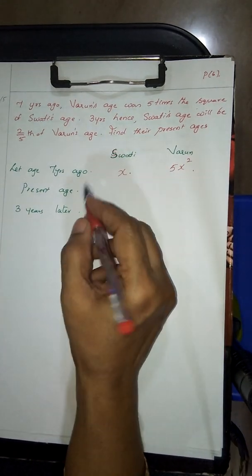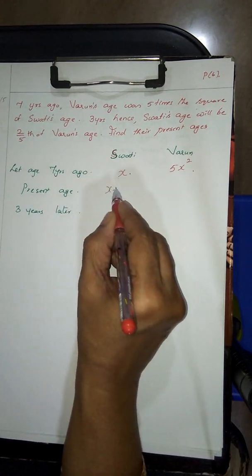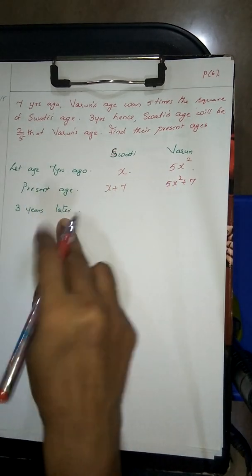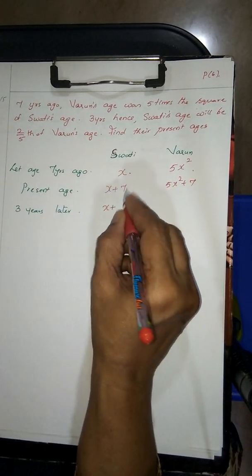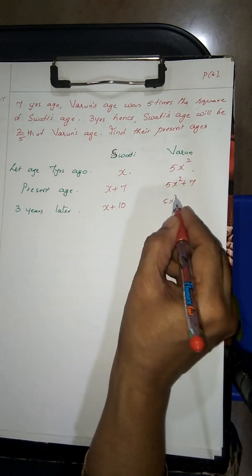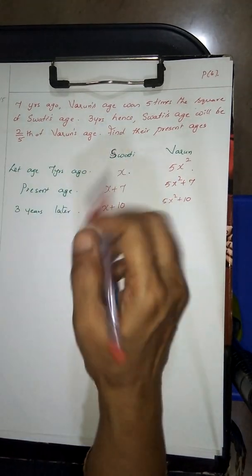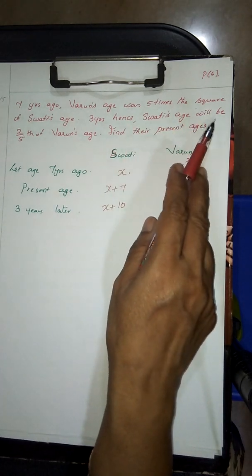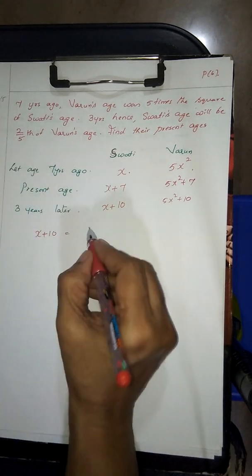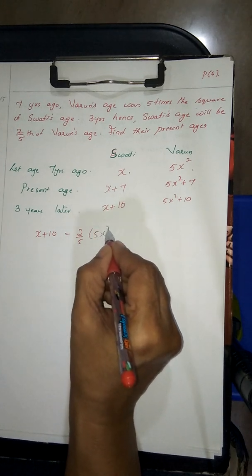Now this is 7 years ago, so the present age will be x plus 7 and 5x squared plus 7. Now 3 years later, this will be x plus 7 plus 3, that is x plus 10, and 5x squared plus 10, adding 3 years to both. Now we will form the equation. Swati's age, x plus 10, is equal to 2/5 of Varun's age. Varun's age is 5x squared plus 10.